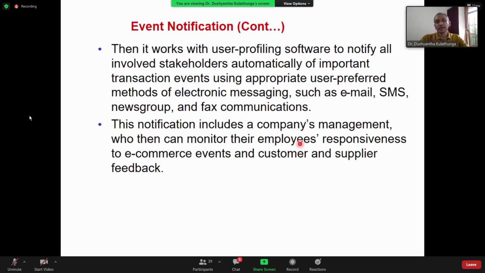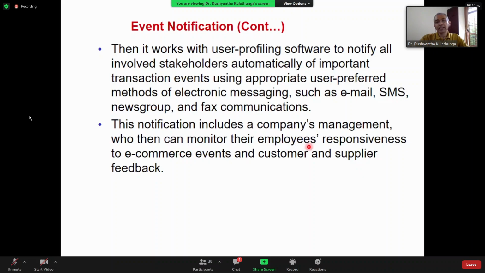Now, suppose this particular communication is related to the salespeople within the company, and a message may go to the customer regarding the status of change, and a copy will go to the relevant employees, along with another copy to the company's management. So when an employee takes action, that will also be copied to the company's management automatically.